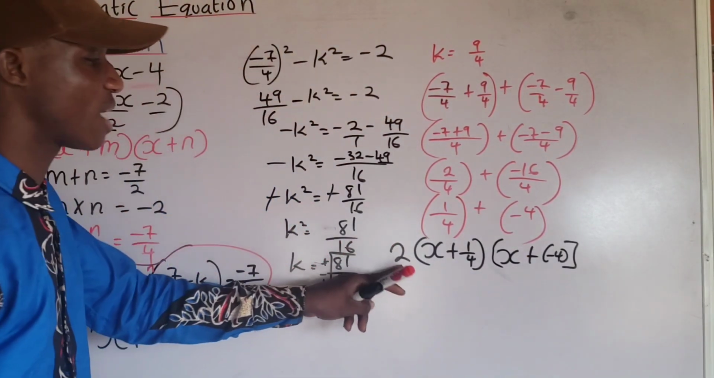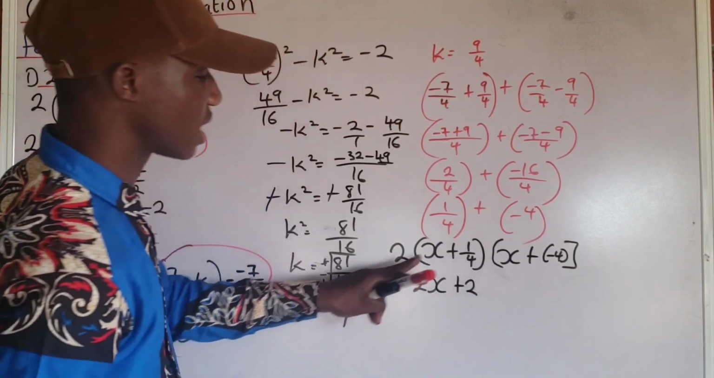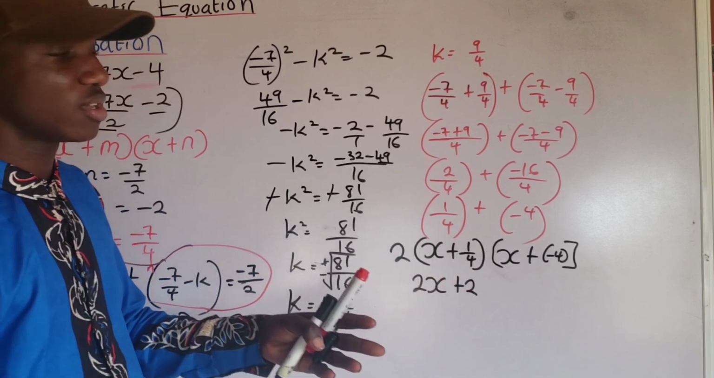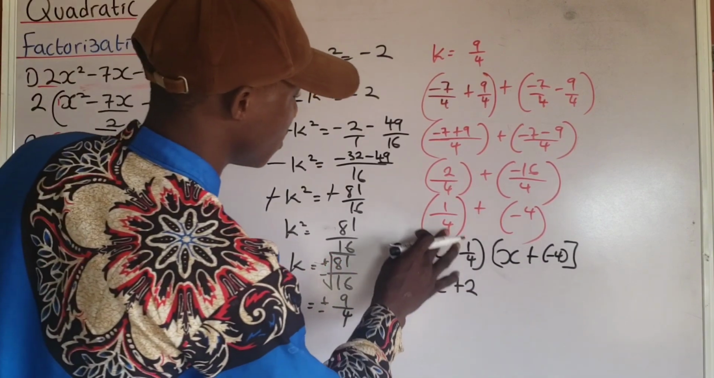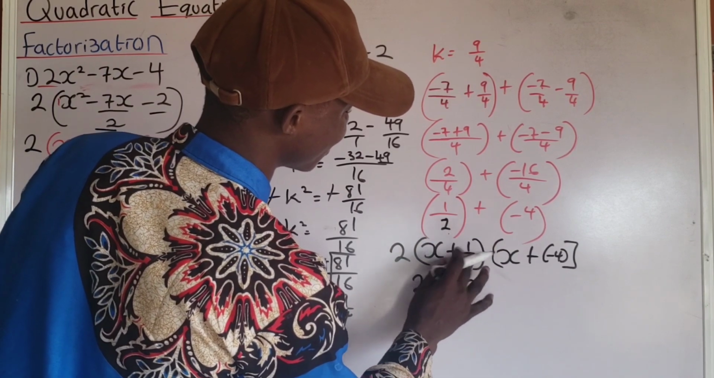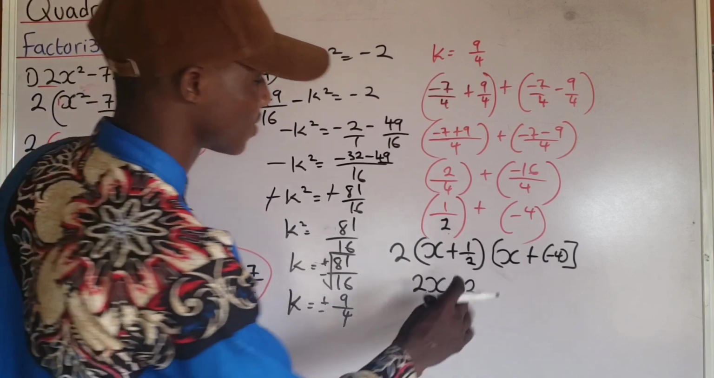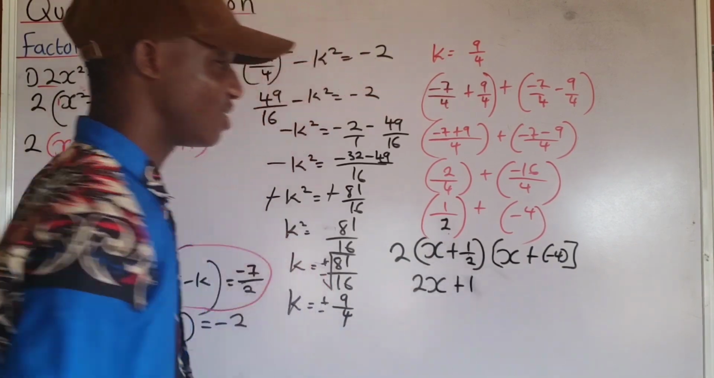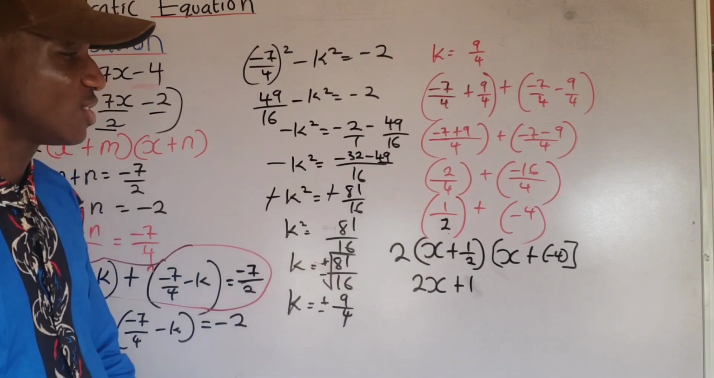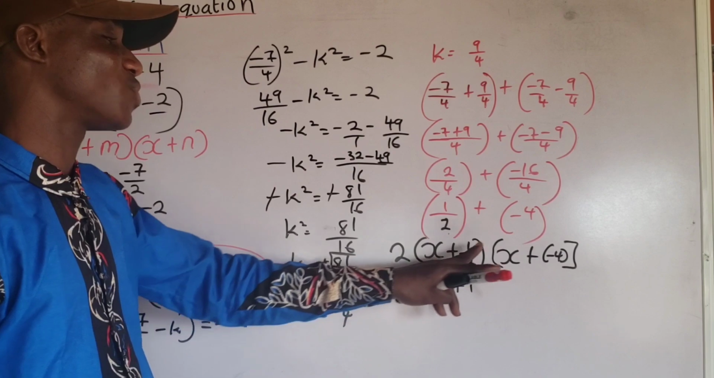Now just multiply this bracket by 2. We are going to have 2 times x, that is 2x. 2 times 1 over 2 is what? Is 1. Sorry, there's a mistake here: 2 divided by 4 is 1 over 2, you understand? I made a mistake, so I've already corrected it. 2 times x is what? 2x. 2 times 1 over 2, that is what?